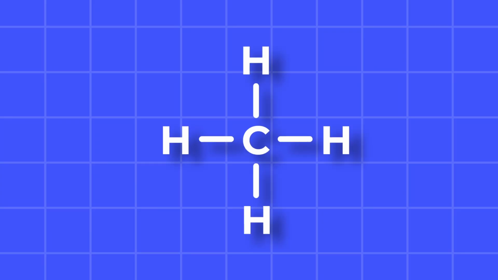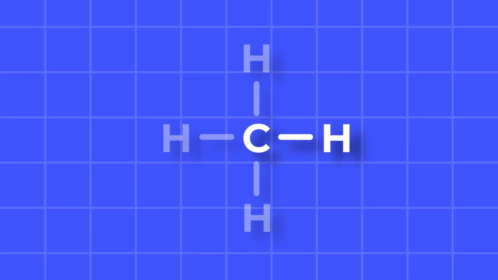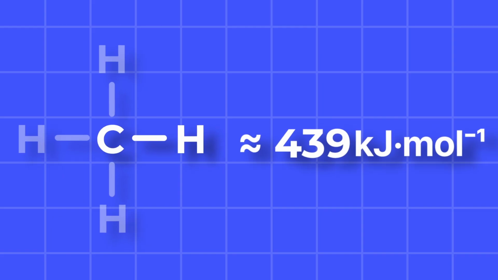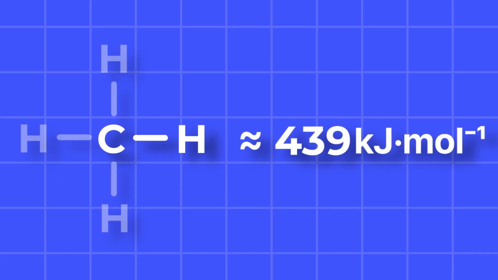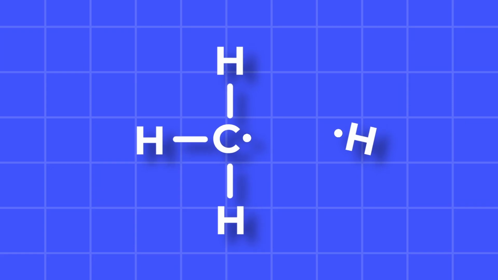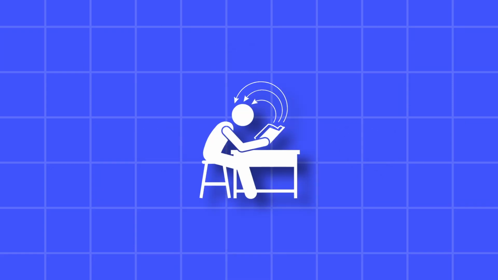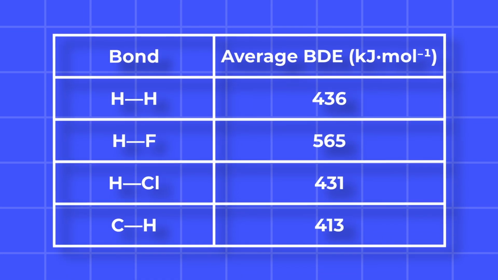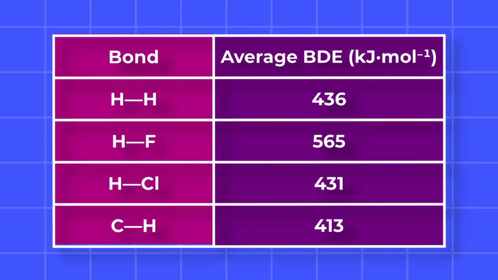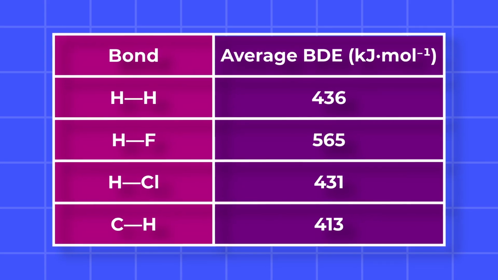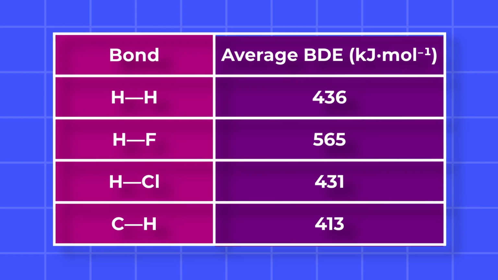For example, breaking a carbon-hydrogen bond in methane in the gas phase takes about 439 kilojoules per mole. That's the energy required to split it into a methyl radical and a hydrogen atom radical. You don't memorize BDEs. You use tables. They list average values for common bond types. Because values are averaged and conditions vary, treat them as estimates to compare possibilities or to roughly estimate delta H.